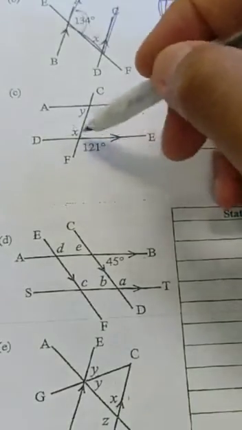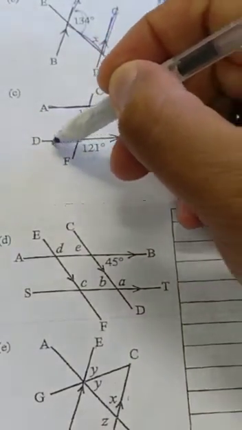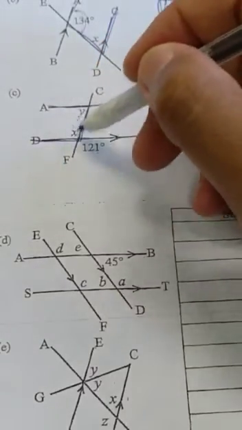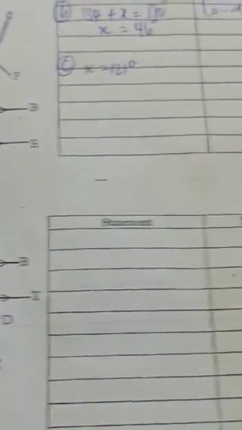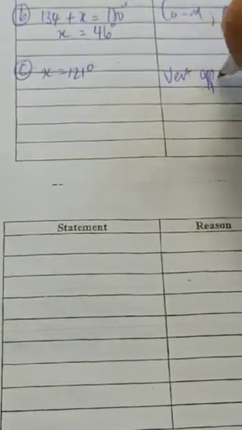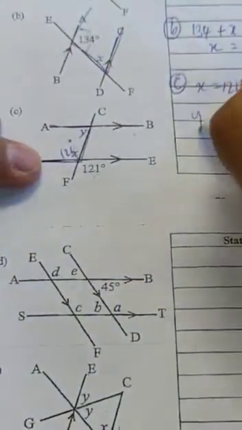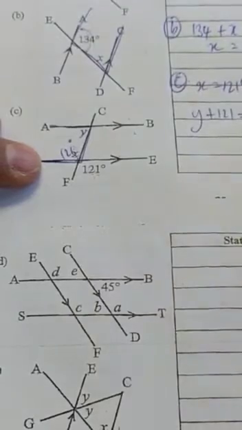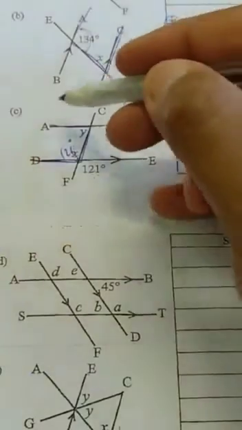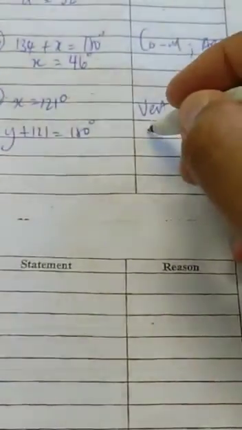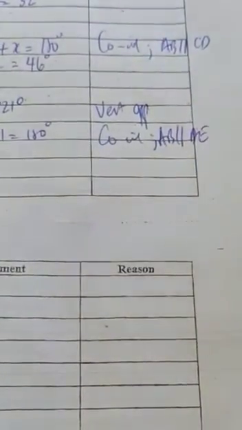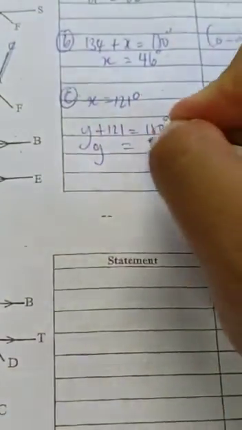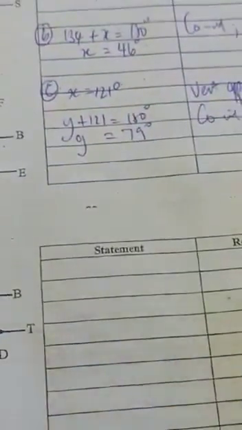In C we know vertically opposite angles are equal. And we know that y plus x adds up to 180. So I'm not going to start there because I still have two unknowns. So solve for x first. So x is equal to 121 degrees because that's vertically opposite. Then 121 plus y is equal to 180. Why? Because that's co-interior angles with AB being parallel to DE. So y is equal to 79 degrees.